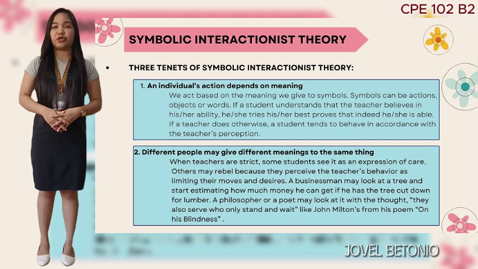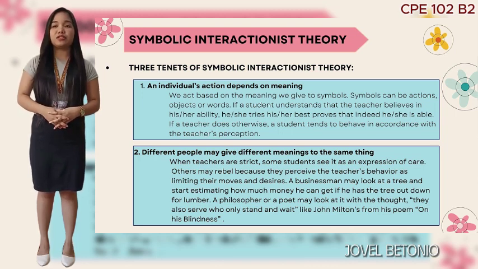Number 3. Symbolic interactionist theory. Three tenets of symbolic interactionist theory. Number 1. An individual's actions depend on meaning. We act based on the meaning we give to symbols. Symbols can be actions, objects, or words. If a student understands that a teacher believes in his or her ability, he or she tries his or her best to prove that indeed he or she is able. If a teacher does otherwise, a student tends to behave in accordance with the teacher's perception.